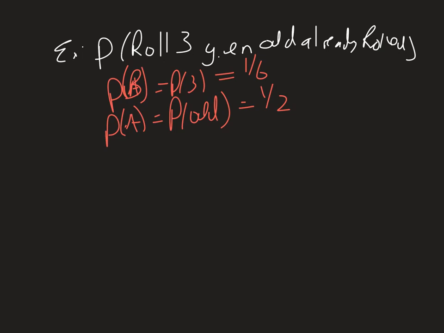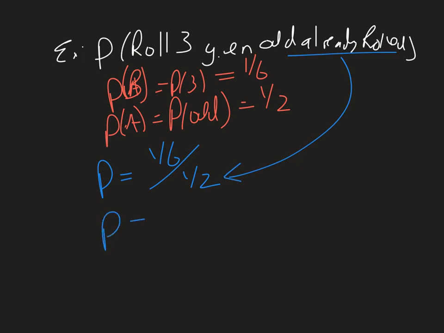So the probability of the 3 given the odd would be equal to the probability of B, so 1/6, divided by the probability of the odd, 1/2. That's my condition, so that goes in the denominator. Then I would simplify it. I'm going to divide 1/6 by 1/2, which I can rewrite as a multiplication problem, and that would be 2/6 or 1/3.